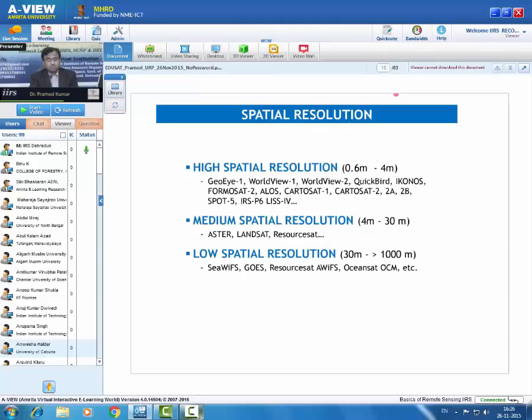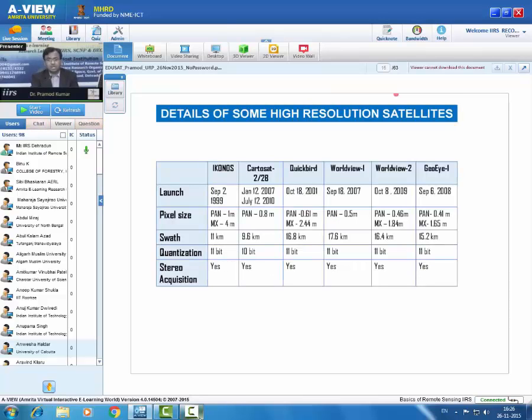Now when we talk about spatial resolution, we have three categories. High spatial resolution, where the resolution is 0.6 meter to 4 meter, and we have a variety of satellites which offer data of this range. Medium spatial resolution, that is 4 meter to 30 meter, again with a number of satellites, and low spatial resolution, 30 meter to 1 kilometer. Let us take a quick look at some of the satellites. This list is not exhaustive. You can visit other data sources to understand various other satellites which are offering.